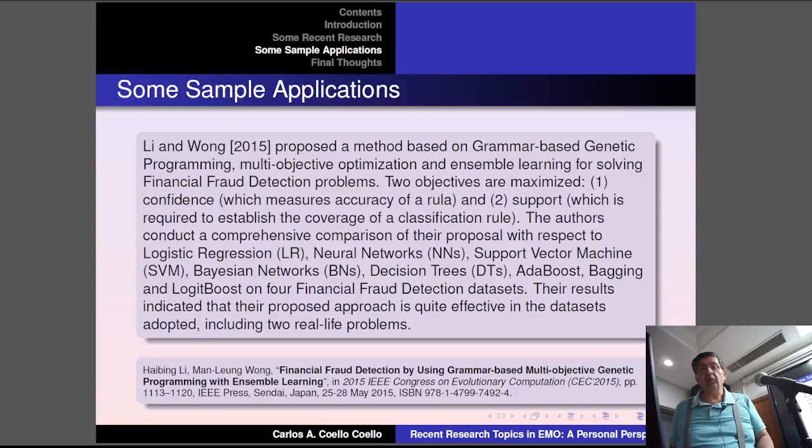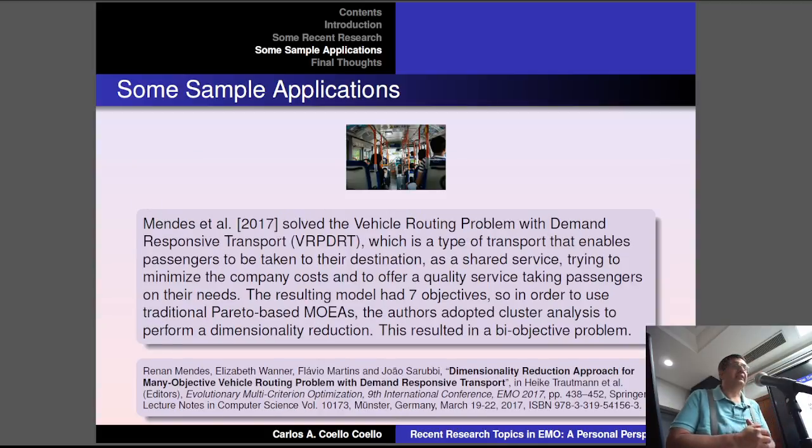Actually, some of the companies that have the top fraud detection systems, such as American Express, use evolutionary algorithms. It's just that, for obvious reasons, the architecture they use is not public. It's protected. Another application of Mendes: they solve a vehicle routing problem with demand-responsive transport. This is an interesting application in which passengers can be taken to their destination as a shared service.